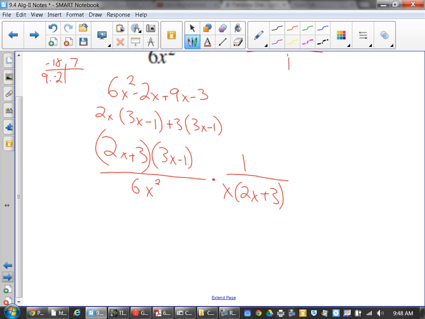All right. So now when you go to drop the stuff out, I think the only thing you're going to get rid of is a 2x plus 3. So your final answer then becomes 3x minus 1 over 6x cubed. Because you can combine those, 6x squared and then x. Multiply that out. Okay? And you're done.